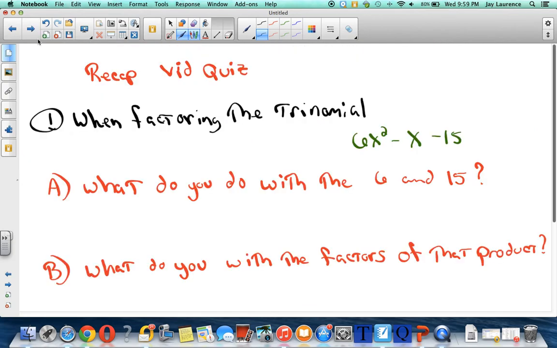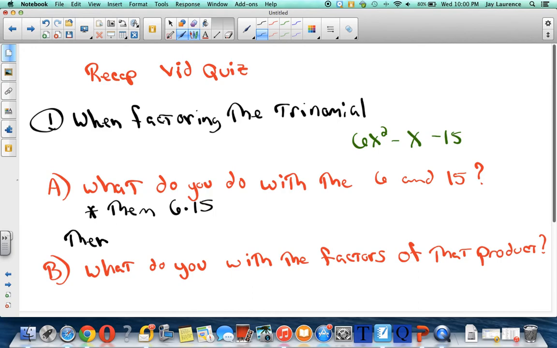Well, let's walk through one step by step. Here's your video quiz. Now, it's a little different than other video quizzes because I'm going to talk you through the answers. I want you to take detailed notes on this, okay? So, the question is, when factoring the trinomial 6x squared minus x minus 15, what do I do with the 6 and the 15? Well, the first answer is I multiply them. 6 times 15.